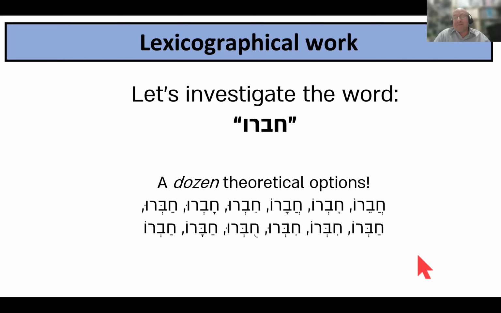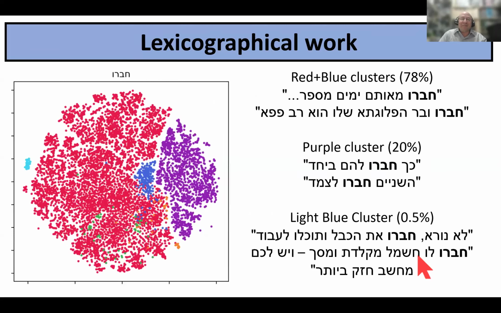So the way we figure it out is by running a BERT. I put in 50,000 sentences of chet bet reish vav, clustered them, and we have our major clusters. The first one, the red and blue together, are the very common word chavero, meaning his friend. Chavero me'el tam ha'yamim, his friend from those days.